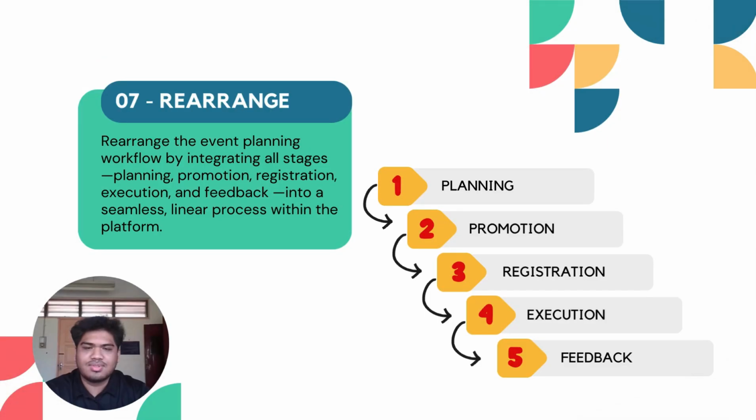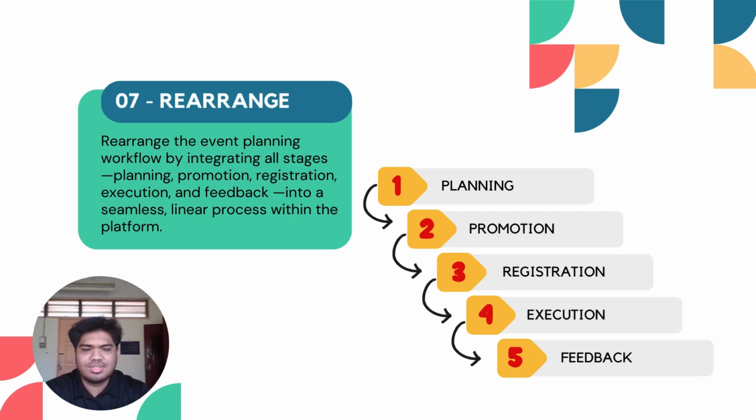So next one is rearrange. First is planning. The system allows users to plan their events, which is their date and times, to avoid redundancy. Second is promotions. The system allows for promotion, so users can upload their banners or posters and brief descriptions of the events to do promotions.